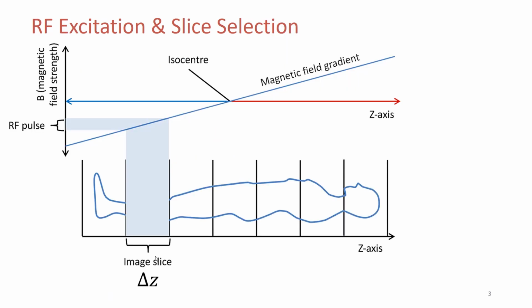Starting with RF excitation, in MRI, main magnetic field B0 is always on, and it is ideally the same everywhere. Then we have magnetic field due to gradient. So there is an additional linearly changing magnetic field on top. And then RF pulse is designed to excite only a certain portion of the body here with thickness delta Z.